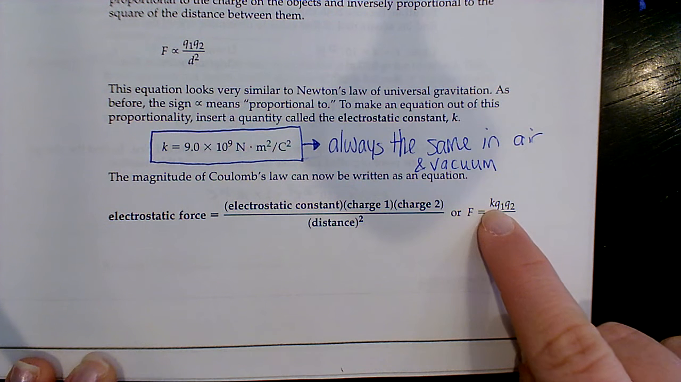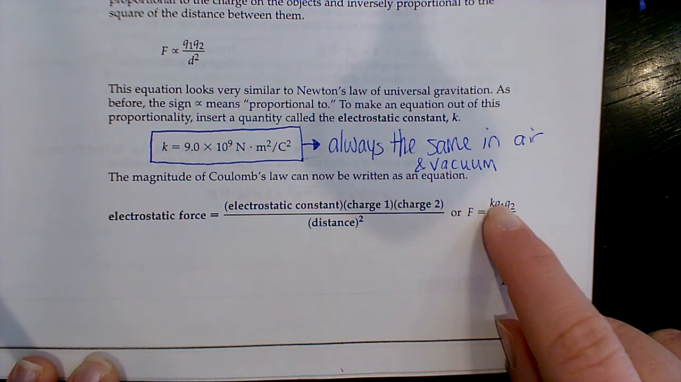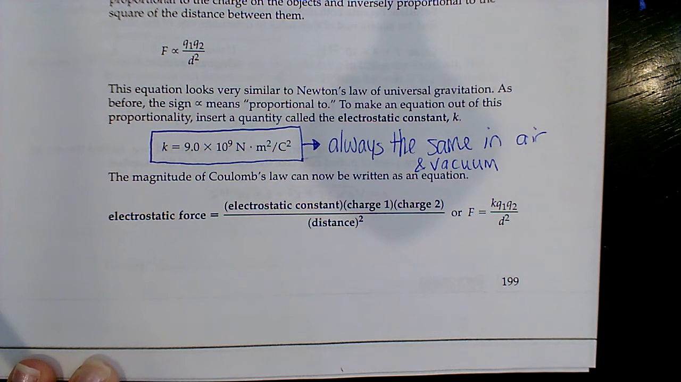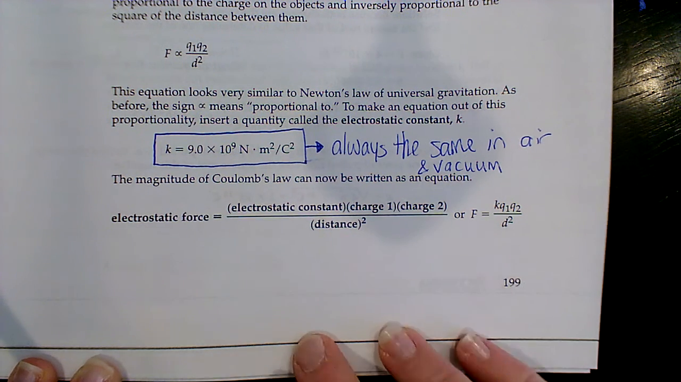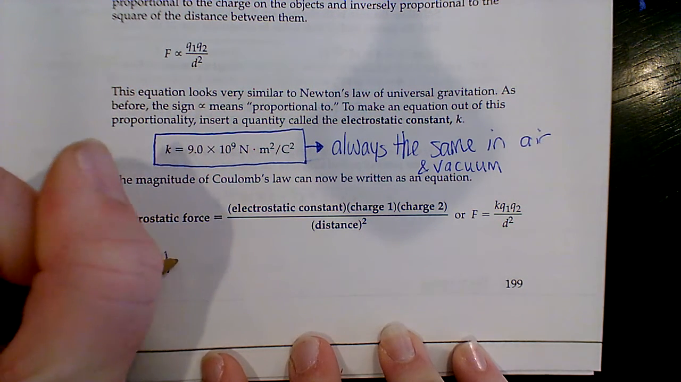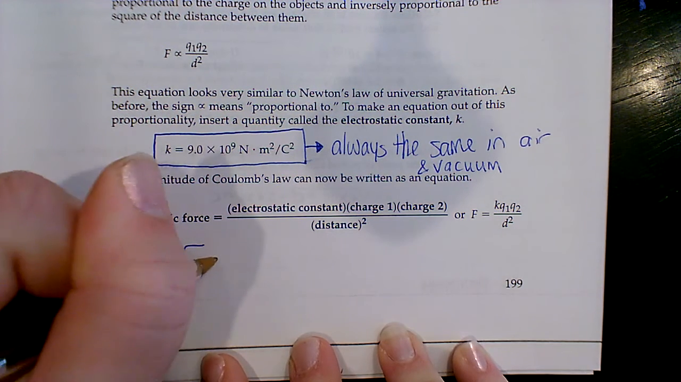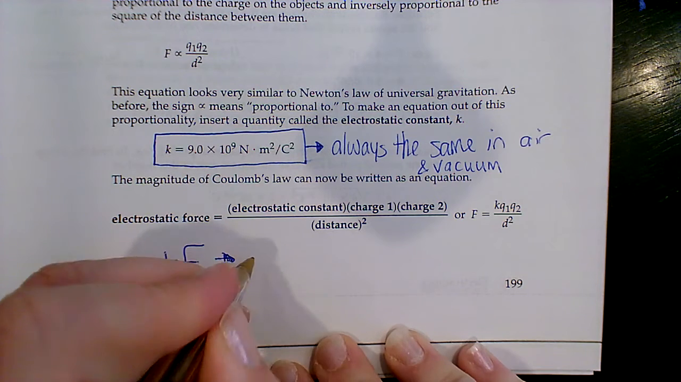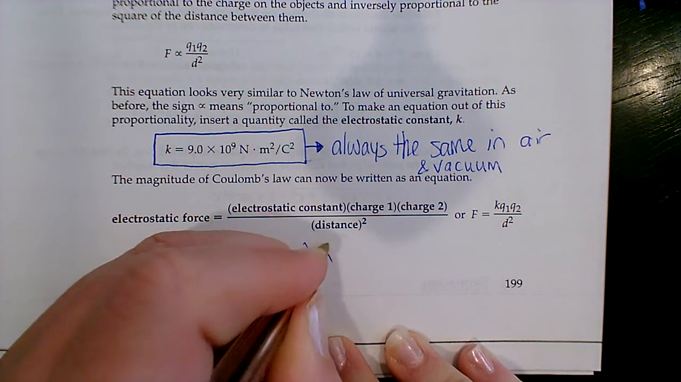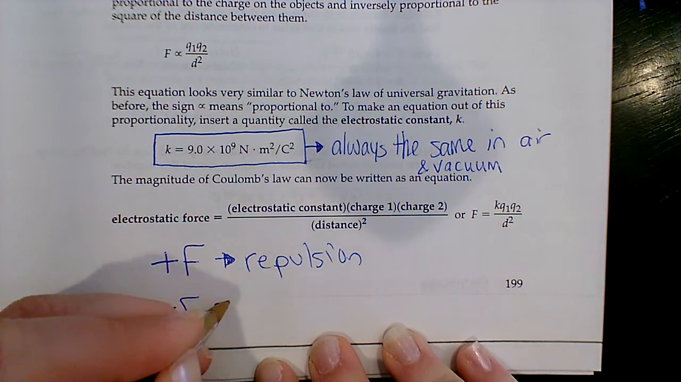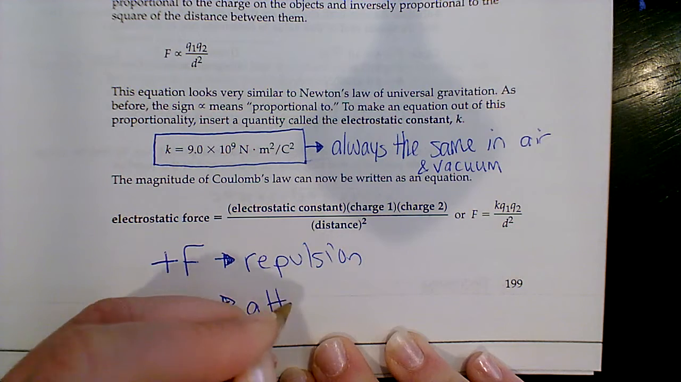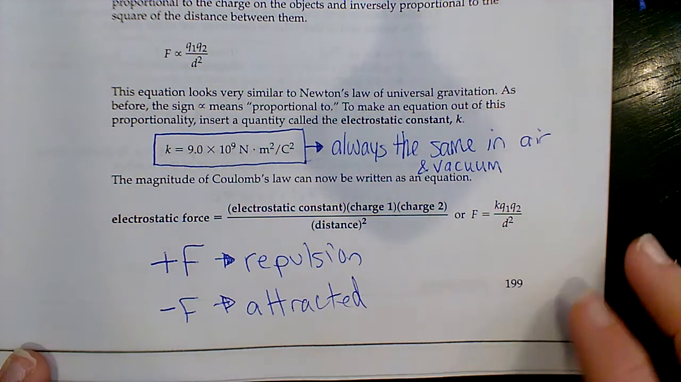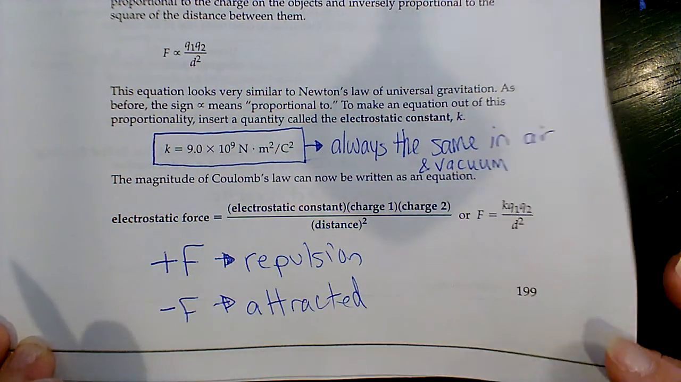And they put the K up here with the charges. Mathematically, it makes zero difference if you put it up there or you put it out front. Again, it does not matter at all. But if we end up with a positive force, that is repulsion, whereas a negative force means they are attracted. Alright, so I picked out 2 examples to do together, which only leaves you 3 to do by yourself.